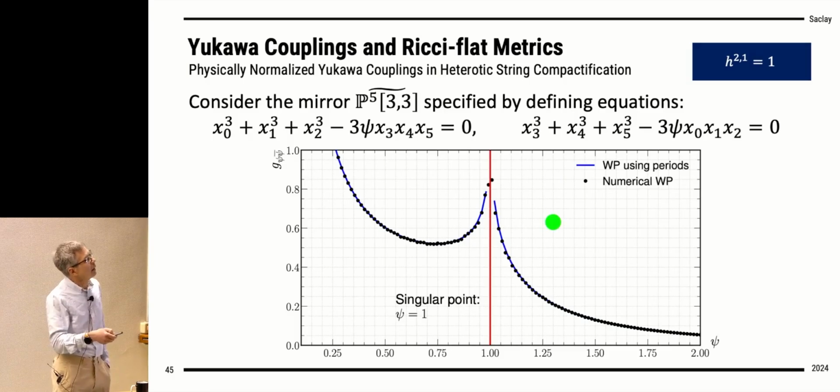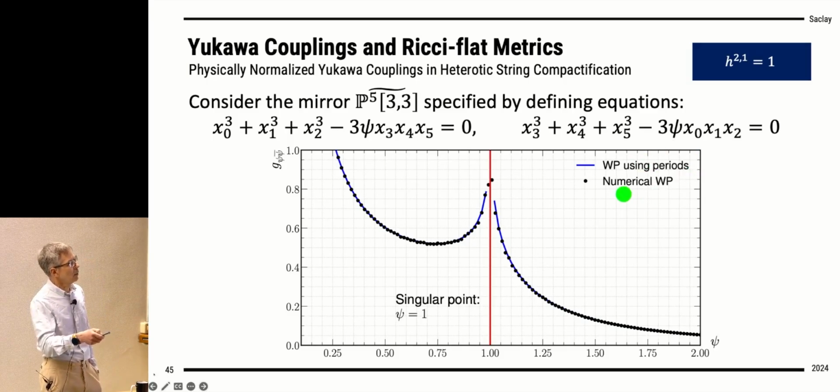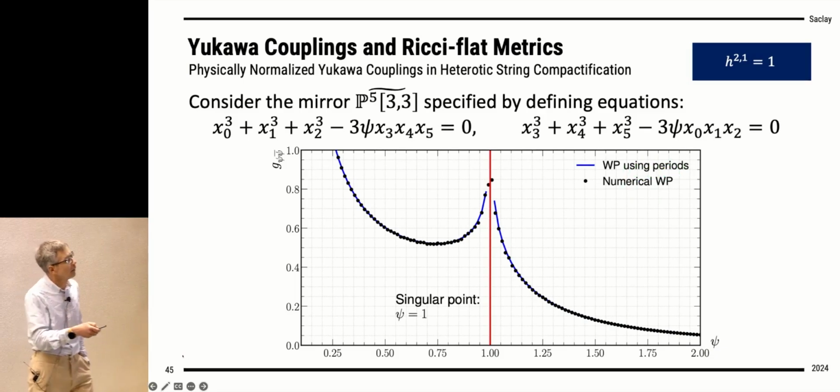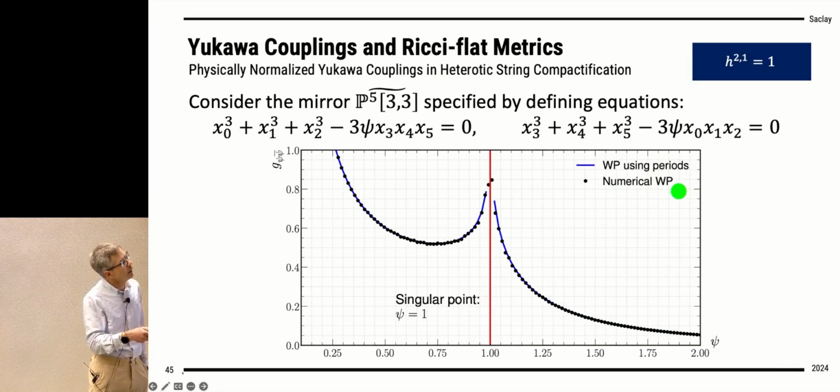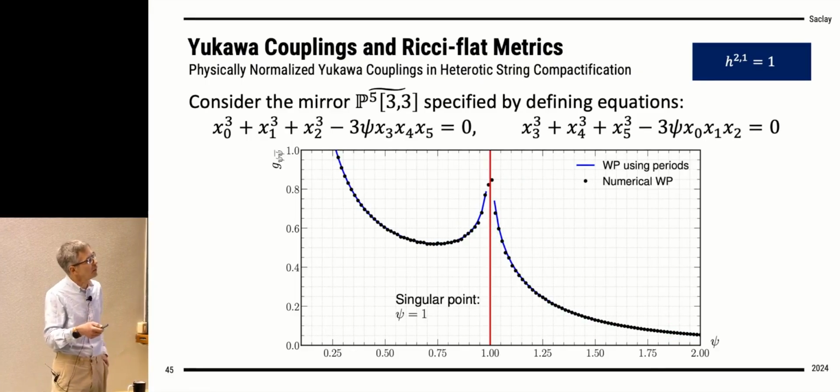And I can do this in 2 different ways. I can compute this metric using what's known as periods. This is just solving a differential equation, a 4-dimensional generalized hypergeometric equation known as the Picard-Fuchs equation in this case, and comparing that with numerically solving using this Kodaira-Spencer method. And as you can see, it lines up perfectly. So this shows that in the simplest possible case, which people had done before, this method, the Kodaira-Spencer method, works.